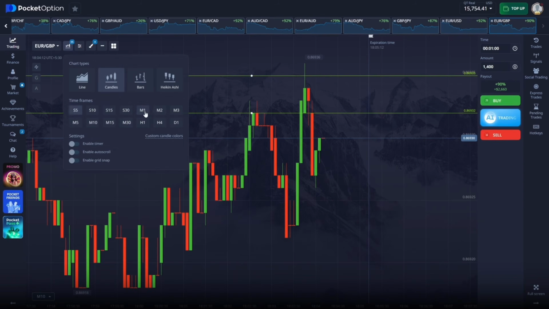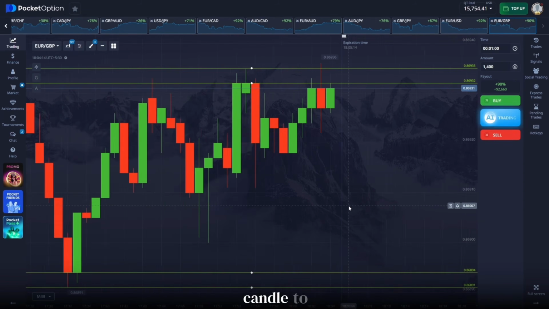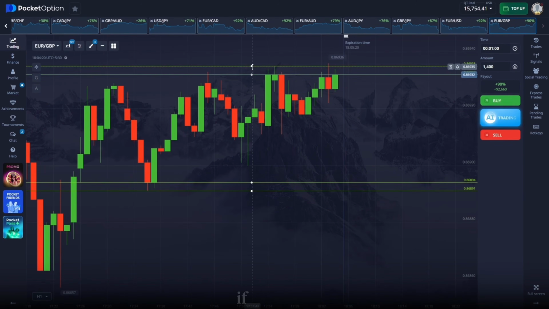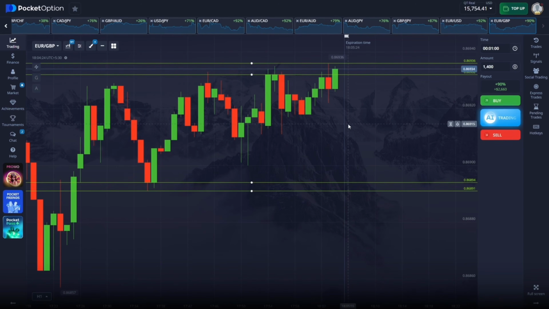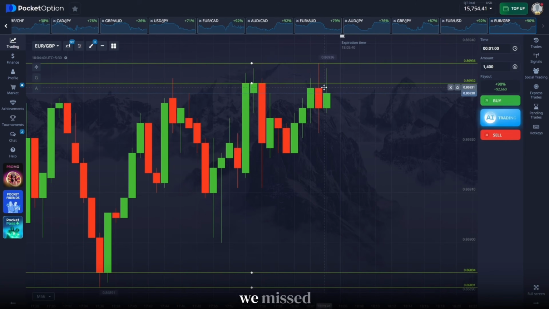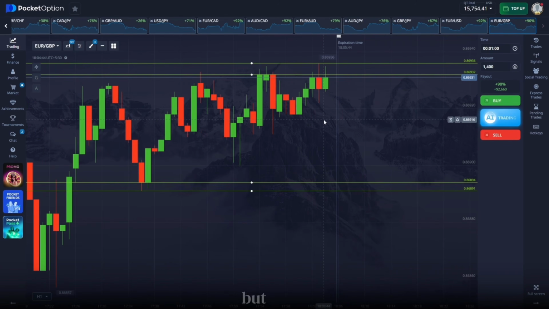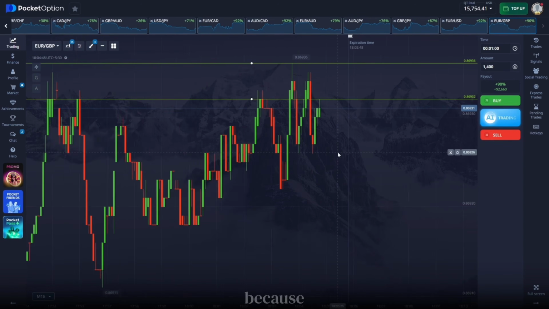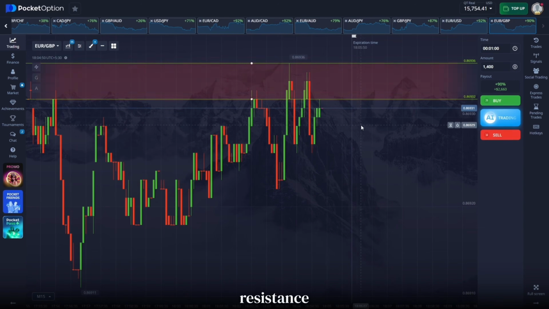We should wait for the 1 minute candle to retrace back again. Let's wait for this candle to close. If it closes without any breakout here, I'll place a trade. We missed this trading opportunity. It was a clear trading opportunity, but I was late. Let's open the 5-second chart now, because price is approaching the same resistance one more time.